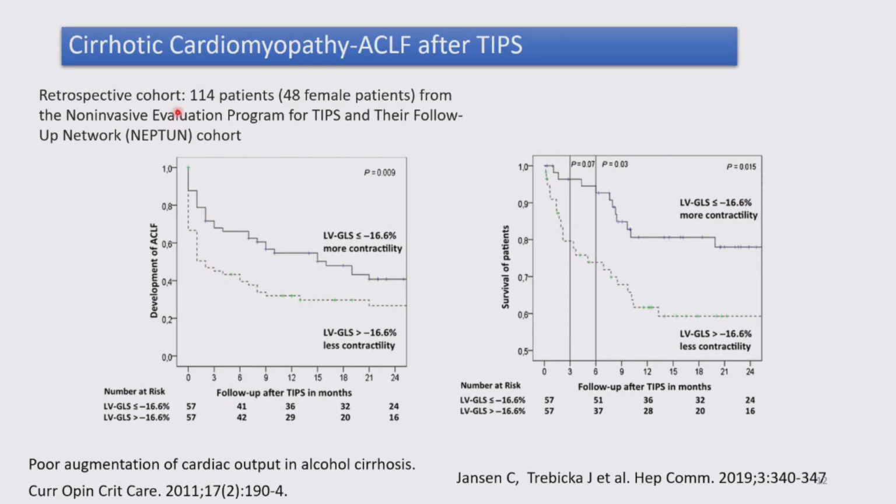Similarly, this data from the Neptune cohort on 114 patients showed that patients with better cardiac contractility, as defined by a global longitudinal strain less than minus 16%, perform much better than those with poor cardiac contractility. And on follow-up after TIPS, you will see that the cardiac function tends to decline as well due to the increased preload on the heart, but patients who had preserved contractility tended to do much better.